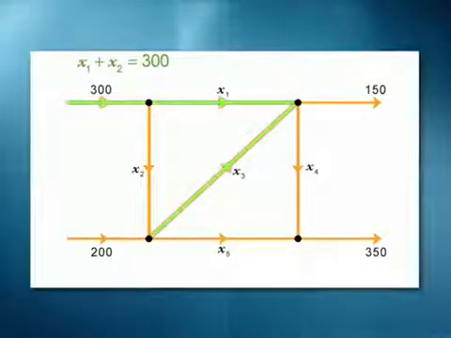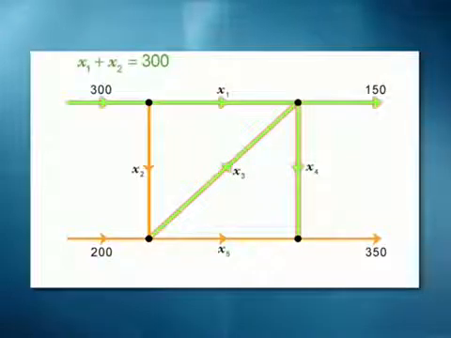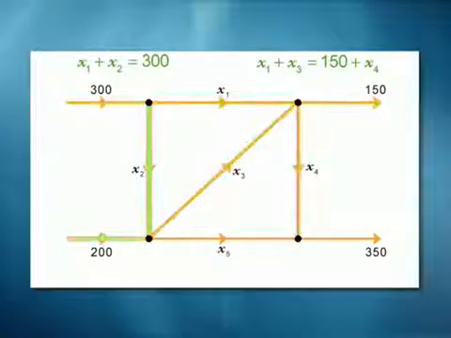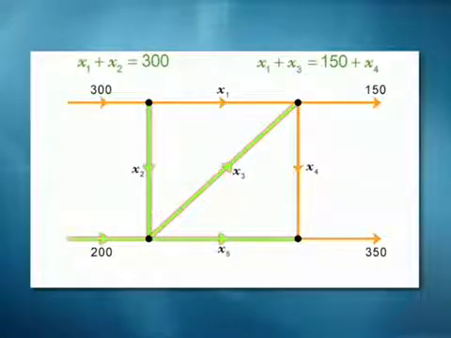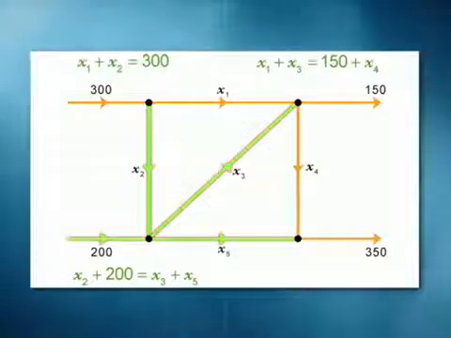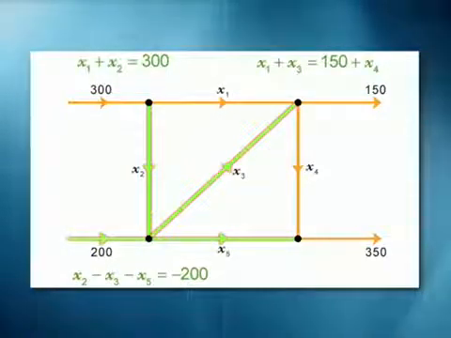Now let's look at the upper right. x1 plus x3 are arriving. 150 plus x4 are leaving. That's our second equation. x1 plus x3 equals 150 plus x4. Let's look now at the lower left. 200 plus x2 are coming in, and x3 plus x5 are leaving. So x2 plus 200 equals x3 plus x5. And that can be rewritten a little bit. x2 minus x3 minus x5 equals minus 200.